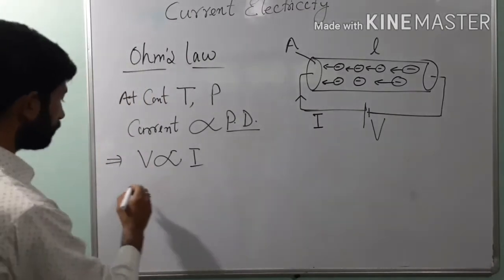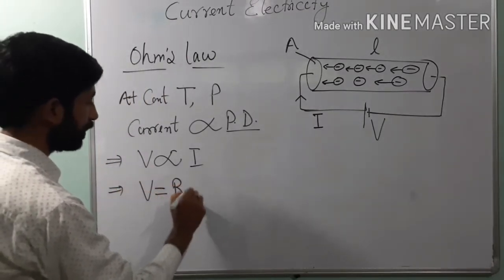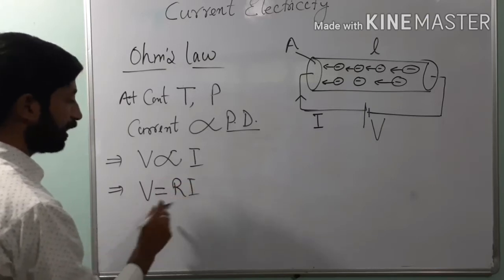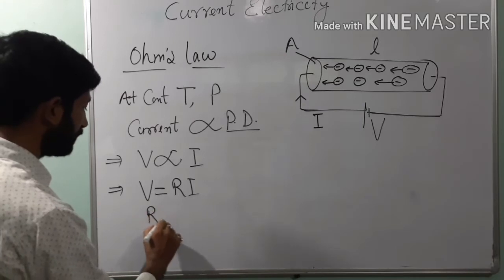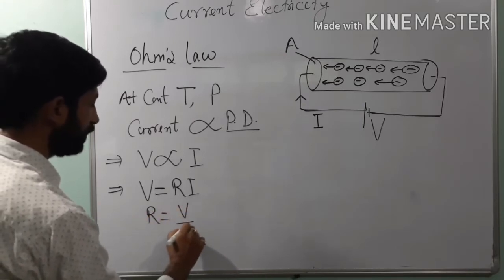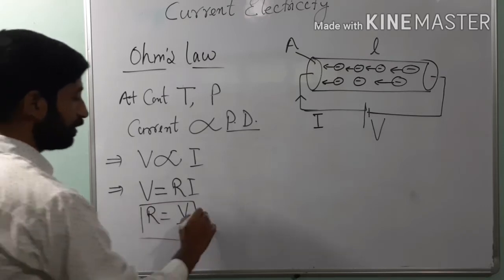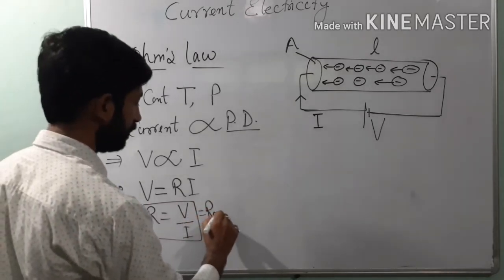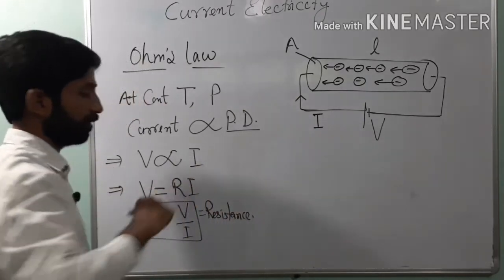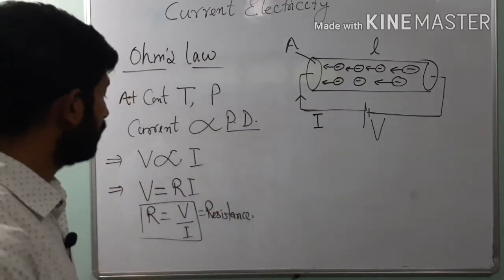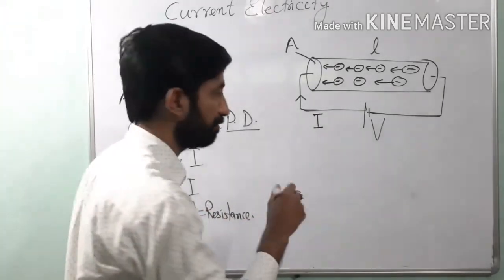So this is giving V equals R i, where R is a constant of proportionality and R is numerically equal to V over I. That is called the resistance of the conductor. Okay, resistance of a conductor, and we shall not go into the depth of this Ohm's law.